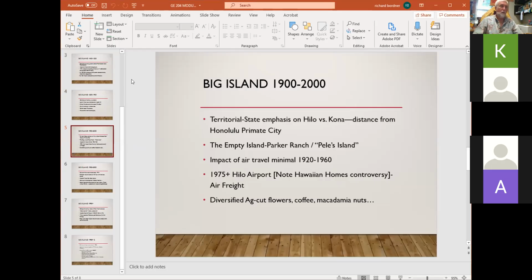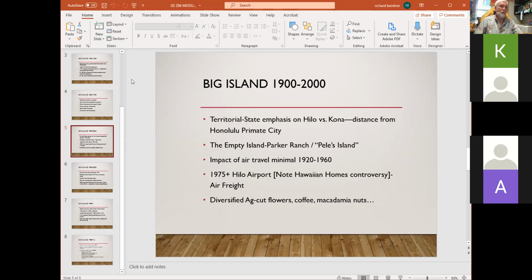In the territorial period, where this has already been defined, territories by definition have to run on the cheap. They're not states. They don't have the same access to tax resources. They're entirely at the mercy of the U.S. Congress, for example. So territories always are short of money.